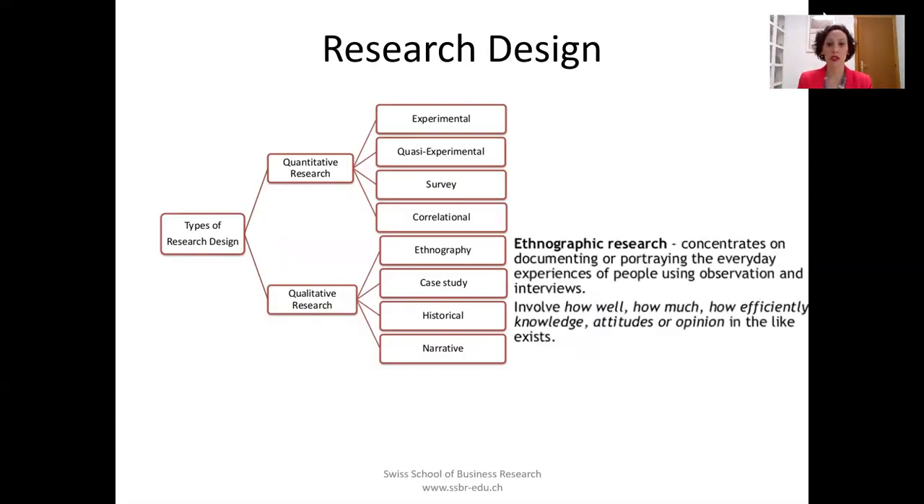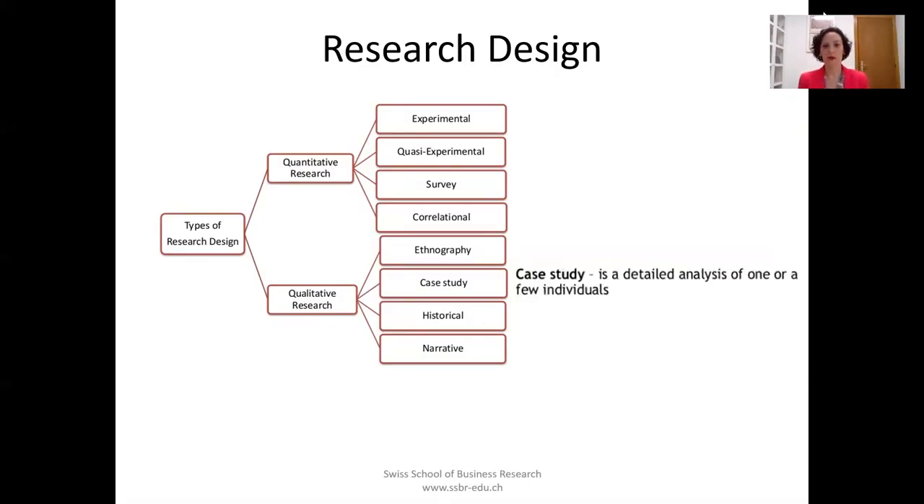When we look at qualitative, more quality-based research, we can see, for example, ethnographic research, where it concentrates on being able to define or profile a number of characteristics via the use of observation and interviews. And this kind of research attempts to respond to questions such as how well, how much, how efficient, attitudes, opinion, etc. Again, it's quality. It's looking for quality.